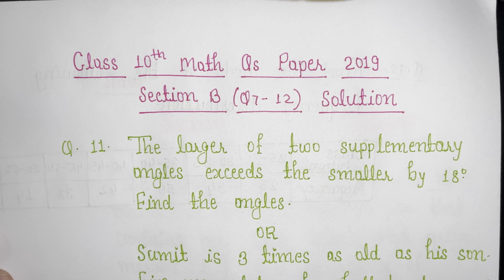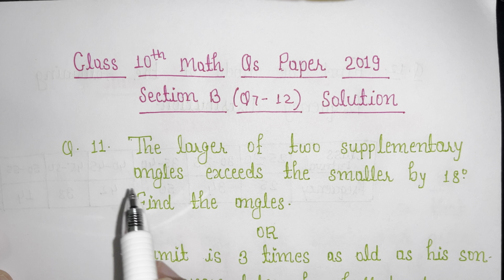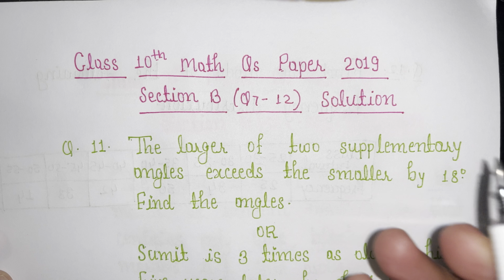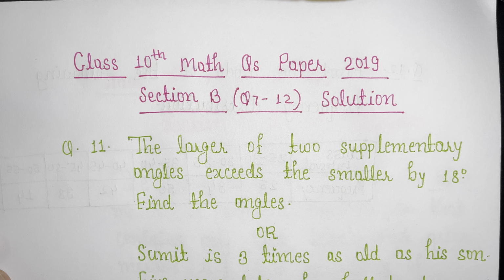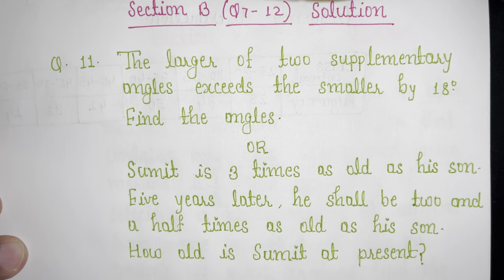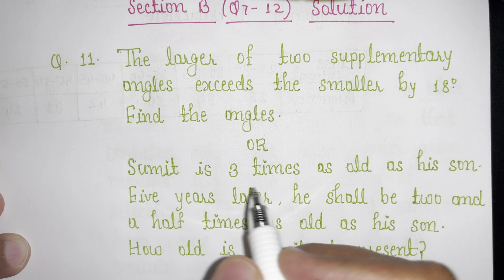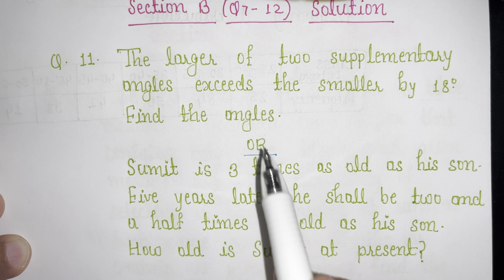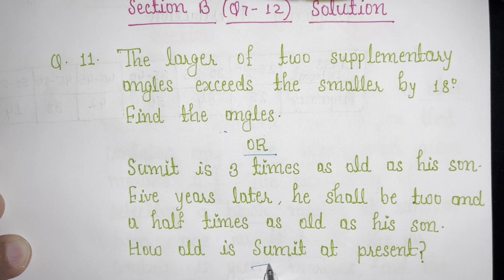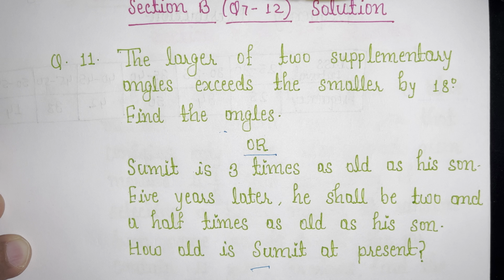So in this session, I'm going to solve the last two questions, that is 11th and 12th of section B of board paper 2019. For previous questions from 7th to 10th, please watch my previous videos. So question number 11 has one option. I mean, you have to solve either of them, either the one given above or the OR section. I'll be solving both of them for you.